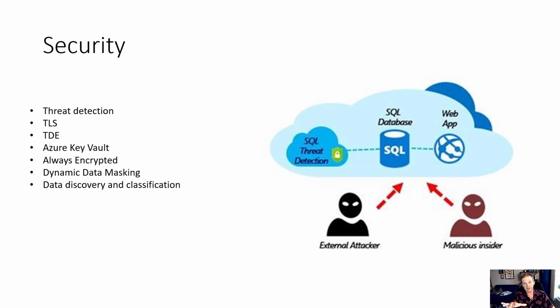Data discovery and classification is a cool feature that will help you identify PII, personally identifiable information, that you might need to do something with, like encrypt it or do something with it at rest, more than just TDE. You might have to actually encrypt the values in the column or use Always Encrypted to make sure it's encrypted both at rest and in flight, right?